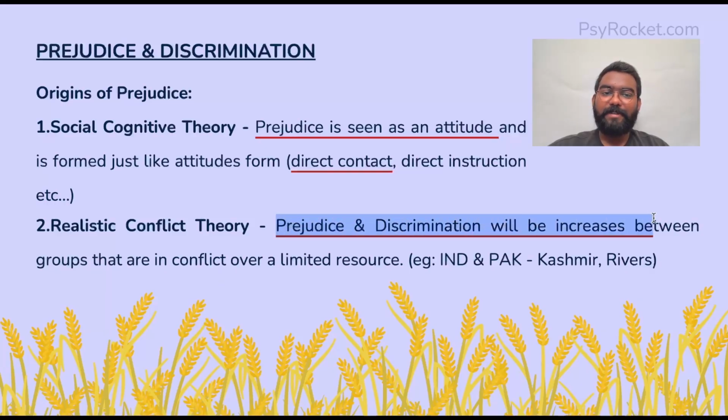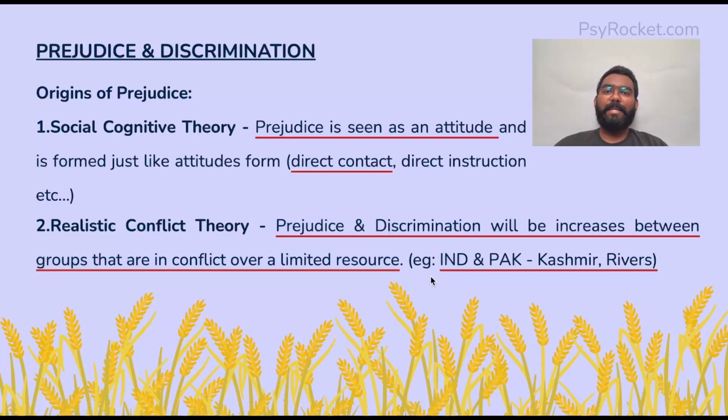Prejudice and discrimination will increase between groups that are in conflict over a limited resource. Let us say there is a village, and in that village there are rich, middle class, and poor. For example, there are 3 different groups. Let us aggregate them hypothetically. Then there is a paddy field, a food, a crop. When that crop is sufficient for everyone, when it is in surplus, there will not be any prejudices or stereotypes toward certain groups.